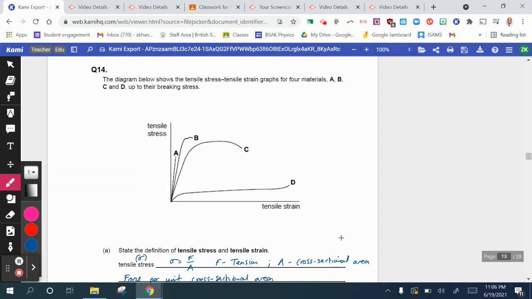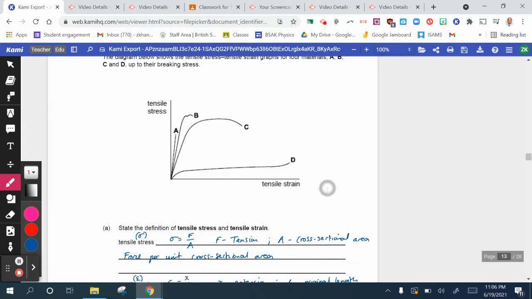Question 14. The diagram below shows the tensile stress strain graph for four materials A, B, C, D up to their breaking stress. So this point, this point, this point, and this point all correspond to the breaking point for each of these materials. This is a stress strain graph, and the gradient of this graph represents the Young's modulus, and the peak, the highest maxima, represent the ultimate tensile stress as well. So the highest possible stress that the material can handle.